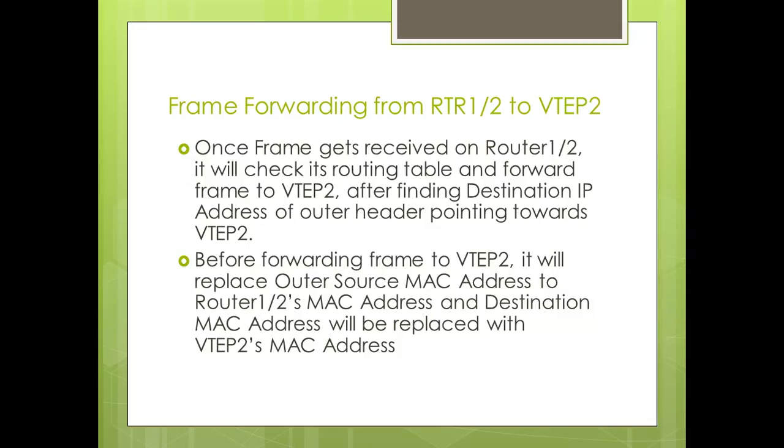Frame forwarding from router 1 or 2 to VTEP2. Once the frame is received on router 1 or 2, it will check its routing table and forward the frame to VTEP2 after finding the destination IP address of the outer header pointing towards VTEP2. Before forwarding the frame to VTEP2, it will replace the outer source MAC address with router 1 or 2's MAC address, and the destination MAC address will be replaced with VTEP2's MAC address. This is similar to routing, meaning router 1 or 2 will do routing towards VTEP2.